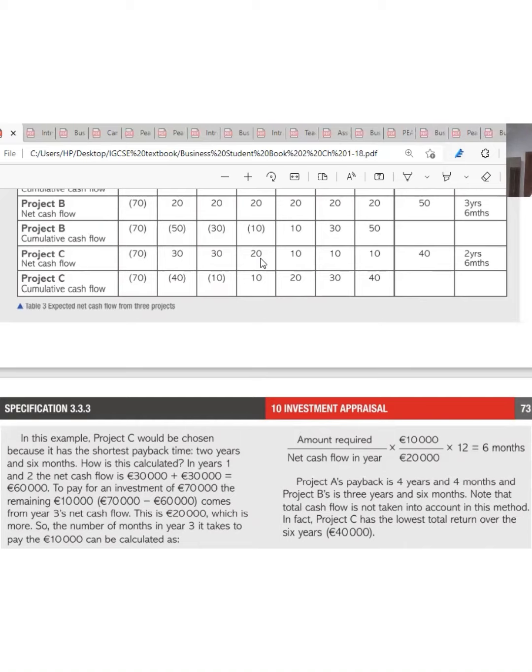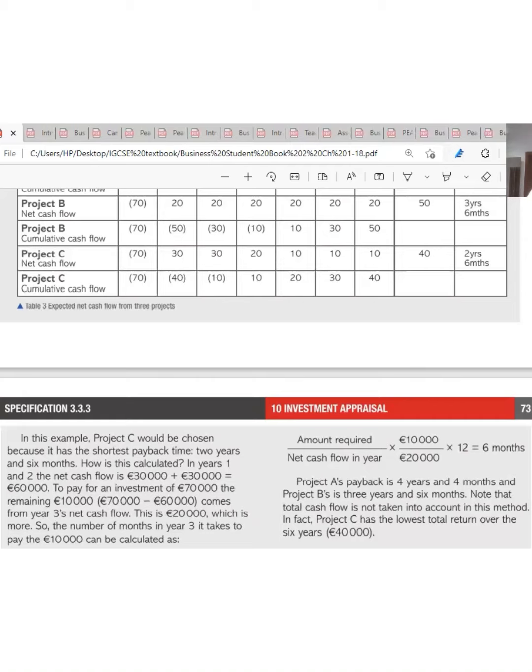Okay, so to calculate your payback period here, the amount required, we're talking about the investment, which is 70,000. Let's say to pay for an investment of 70,000, how do we go about it? We are able to pay 60,000 in 2 years, so we have 10,000 to pay back. How do we pay the 10,000 back? We pay it from the third year.